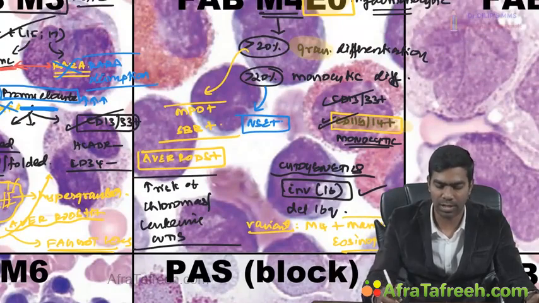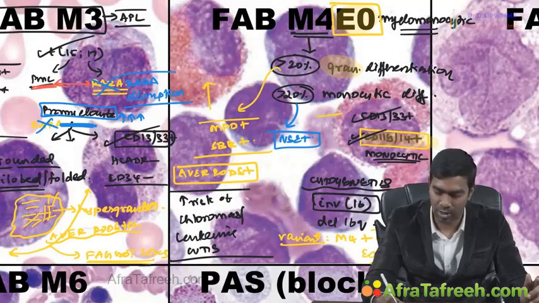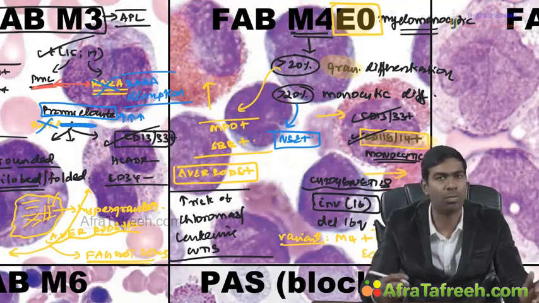So here you can see, this is a variant actually, that I want to show two things in the same picture, that's why. Here you see a lot of eosinophilic staining, and this is nothing but bone marrow eosinophilia. Actually, the picture which I have shown is the variant, that is the M4EO variant, that is M4 with eosinophilia, bone marrow eosinophilia.